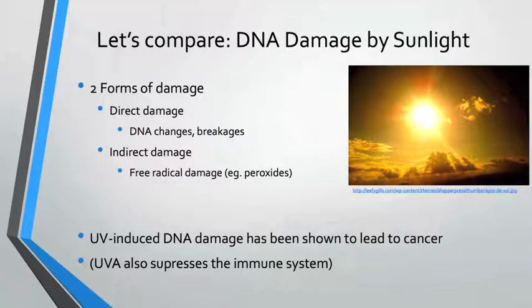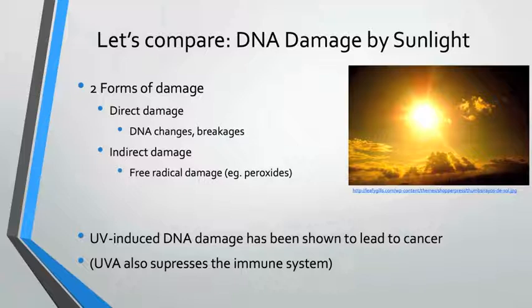But we're going to need a little bit of background for this first. So let's talk about DNA damage. The sun has lots of ways of inflicting DNA damage on you. It can directly change or break the DNA. It can cause mutation in it. It can also do this indirect damage in the form of free radical formation. It can form things like peroxides that can damage DNA as well. So it has all these different mechanisms of damaging DNA.